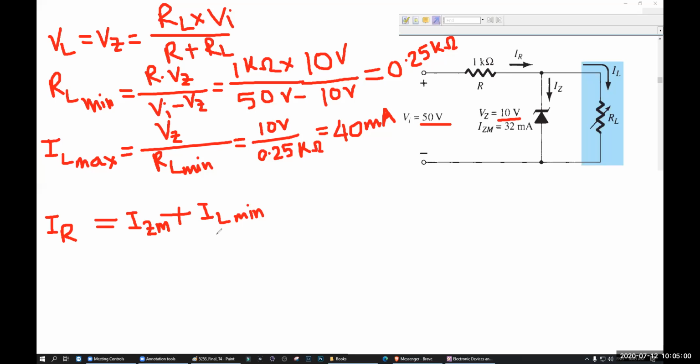So which one do we need? We need IL minimum because IL maximum is already found, right? IR we can find out, IZM we can find out because that is 32. IL minimum we need to find out. So from here, IL minimum should be IR minus IZM.